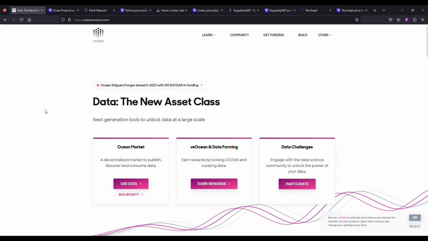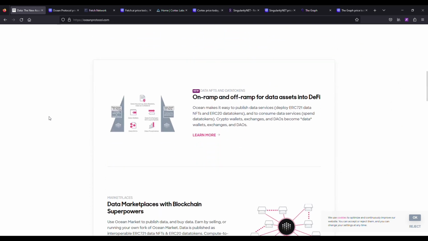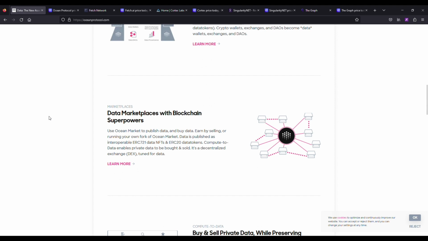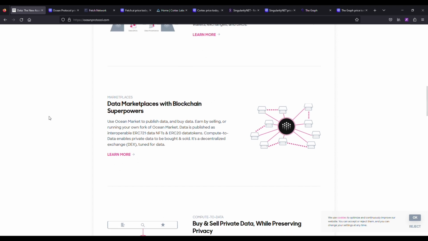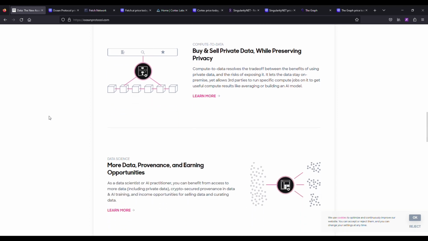This is particularly useful for AI practitioners and data scientists who benefit from access to more data, crypto-secured provenance, and income opportunities. Compute-to-Data allows private data to be used in AI models and to aid research without sharing it directly. Ocean Protocol users can also learn through curating data by staking on it. Meanwhile, developers can use Ocean libraries to build and launch their own decentralized marketplace, wallets, and more. The Ocean token is the native utility token of the protocol and is the default unit of exchange when buying and selling data on the Ocean market. It is also used for governance and staking.